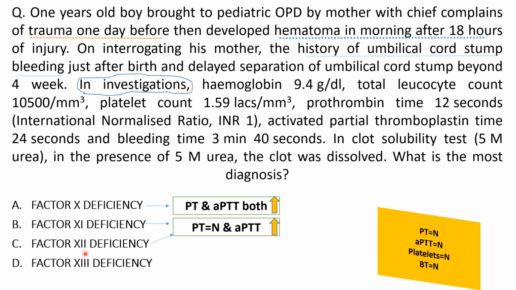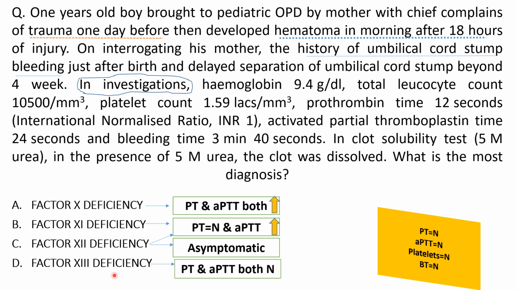Now in the C option, factor 12 deficiency. In this also PT will be normal, APTT will be prolonged. But in this, the patient will remain asymptomatic. No manifestation of bleeding will be there, except in routine investigation or when the patient is posted for an operation. During that time, these reports will be there. But the patient does not have any bleeding manifestation throughout life. The patient remains asymptomatic.